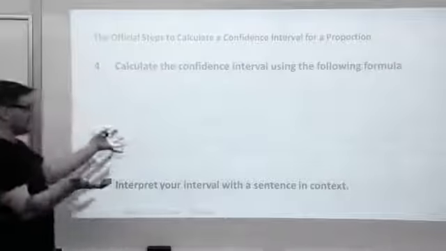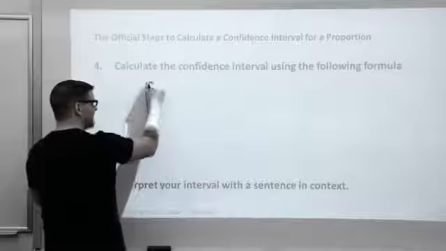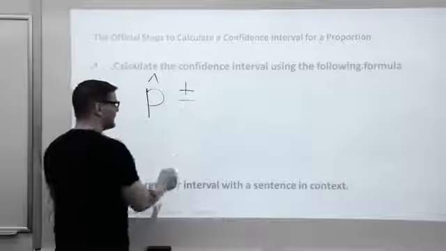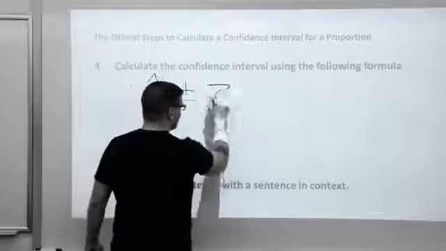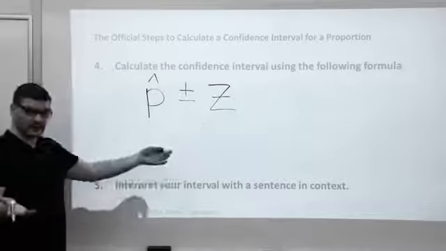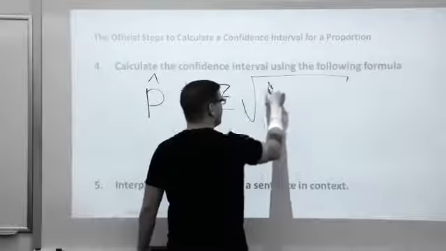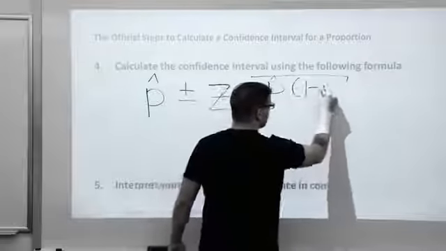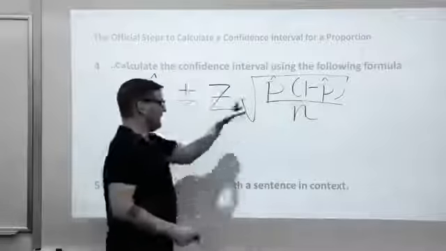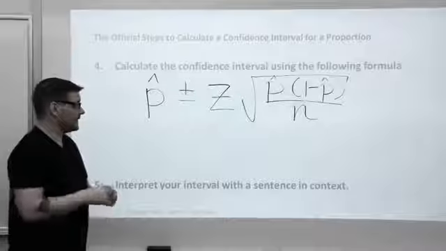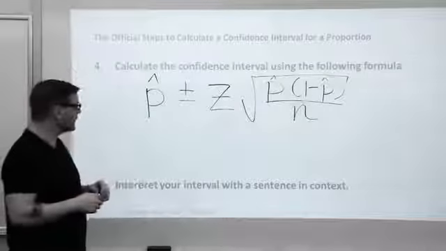Step 4, calculate it using the following formula. Pretty easy, it's p hat plus or minus. So here's our best guess, remember, it's p hat plus or minus. There's that z number that we need to be able to find, and then times standard error, so it's z times big square root, there's your standard errors, the p hat, 1 minus p hat all over n, whole thing square rooted.